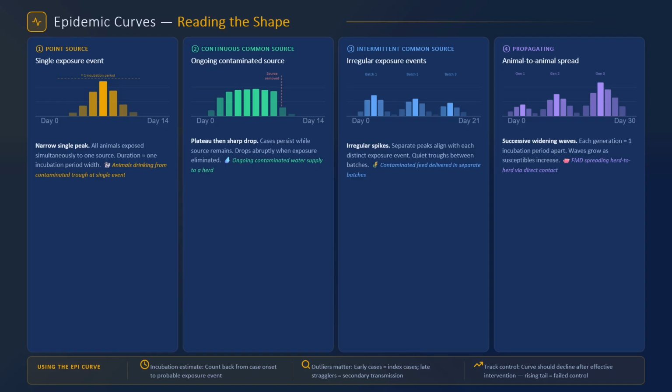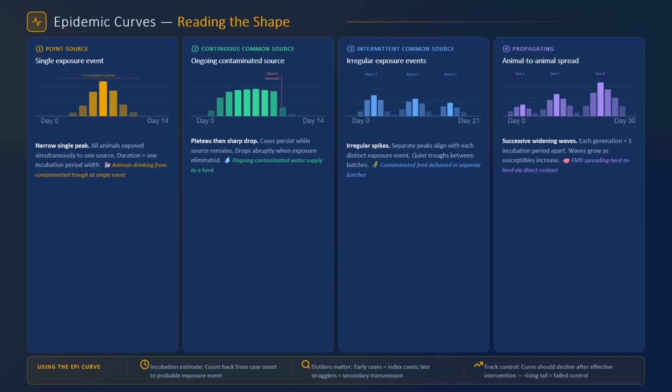Epidemic curves. The shape of the curve tells you the transmission story, and this is a very common exam figure. Point source, a narrow single peak. Every animal is exposed at the same moment, and the width of the curve is roughly 1 incubation period. Think of animals drinking from a contaminated trough at a single event. Continuous common source, a plateau, then a sharp drop. Cases keep appearing while the source stays contaminated, and they stop abruptly when you remove it. Think of an ongoing contaminated water supply.